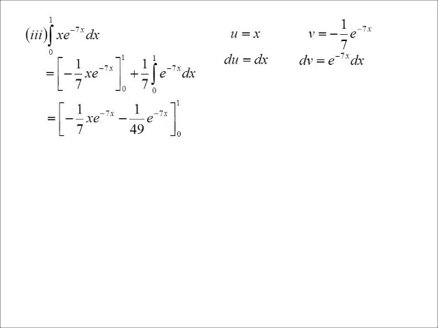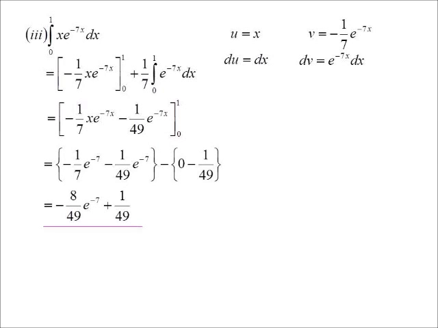So if I integrate the second one there, I get minus 1 on 49 e to the minus 7x. Substitute in 1, substitute in 0. By the way, be really careful with exponentials when you're subbing in 0. It's so easy to go, oh, well, sub in 0, you get 0. But of course, e to the power of 0 is 1. It's not 0. And tidying that one up, there we go. There's an answer: minus 8 on 49 e to the minus 7 plus 1 on 49.